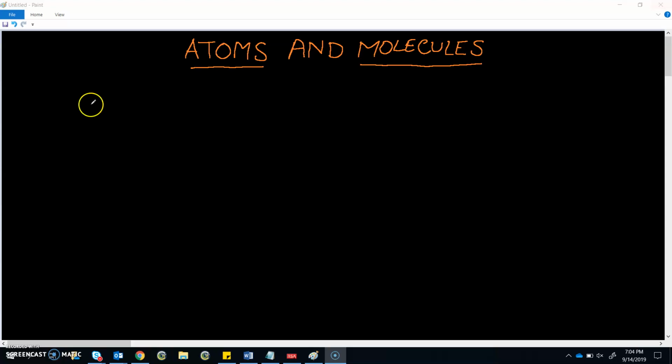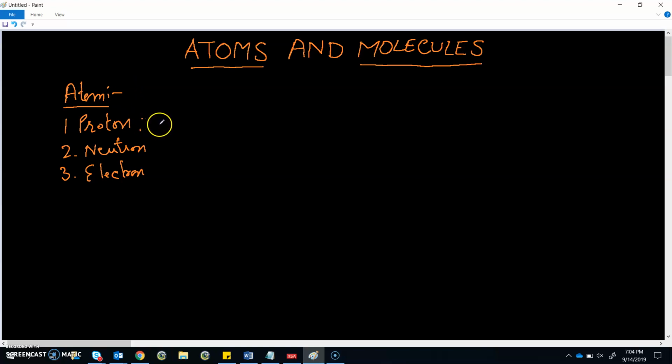We will do what is an atom. Atoms are made up of three types of tiny particles like proton, neutron, and the third is electron. All the atoms are made up of these three particles.